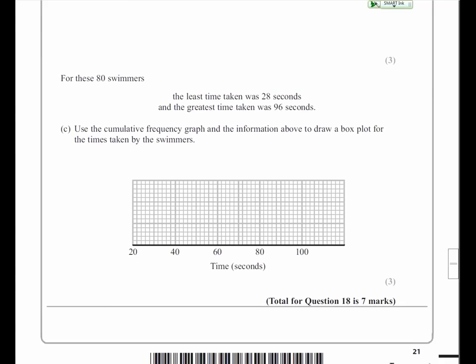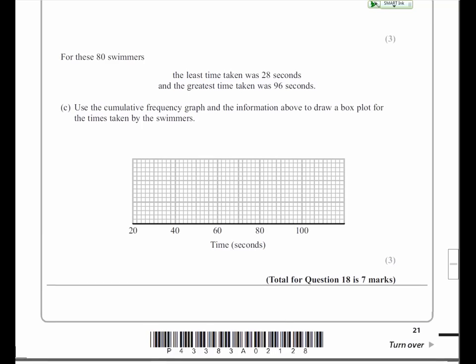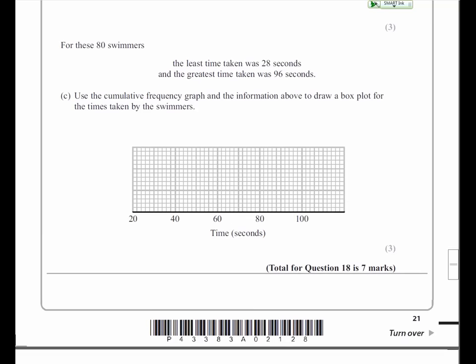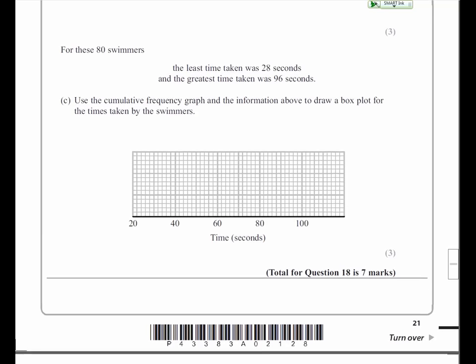For these 80 swimmers, the least time taken was 28 seconds. The greatest time taken was 96 seconds. Draw a box plot. So, for a box plot, you need a min, you need a max, you need the middle, which is the median, you need the lower quartile, and you need the upper quartile. Splitting it up into quarters, and this is how you draw it. Sorry, it's on a bit of a slant.